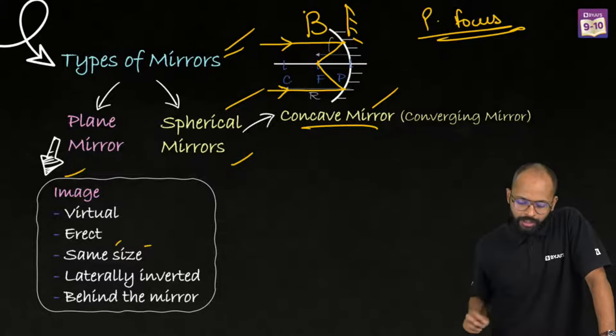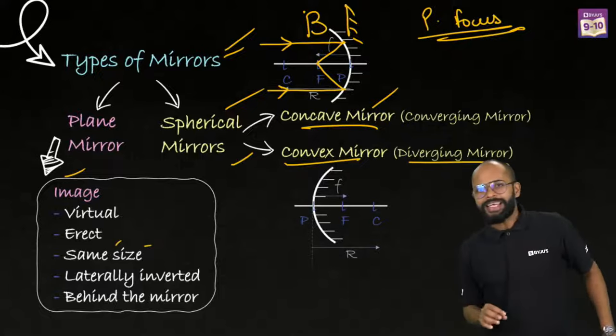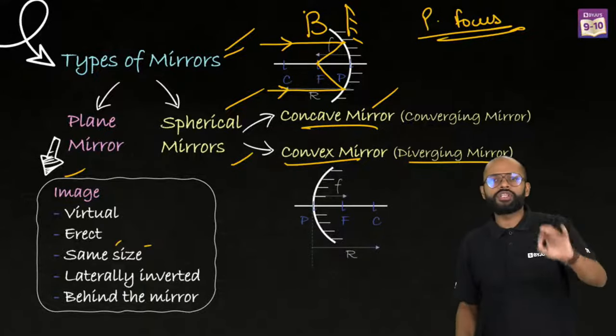Alright, so this is concave mirror. That is the converging mirror. Okay. Convex mirror, diverging mirror. Achha, ek cheez na, always be clear about converging and diverging.